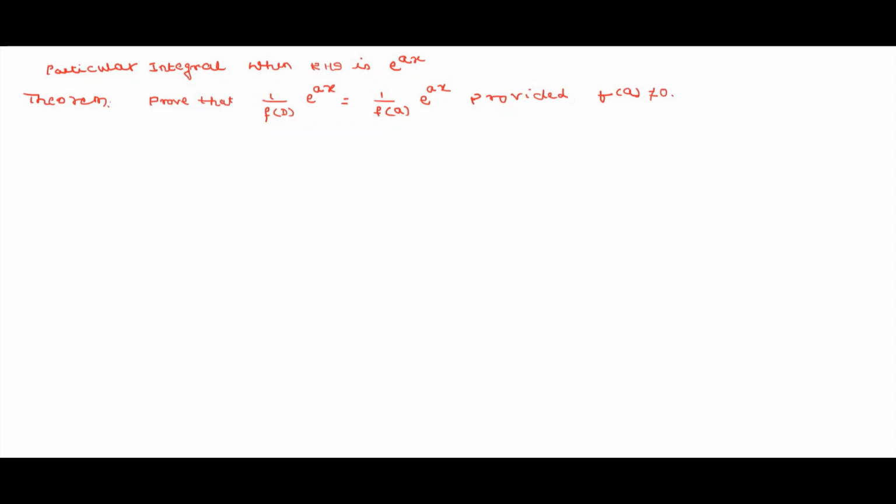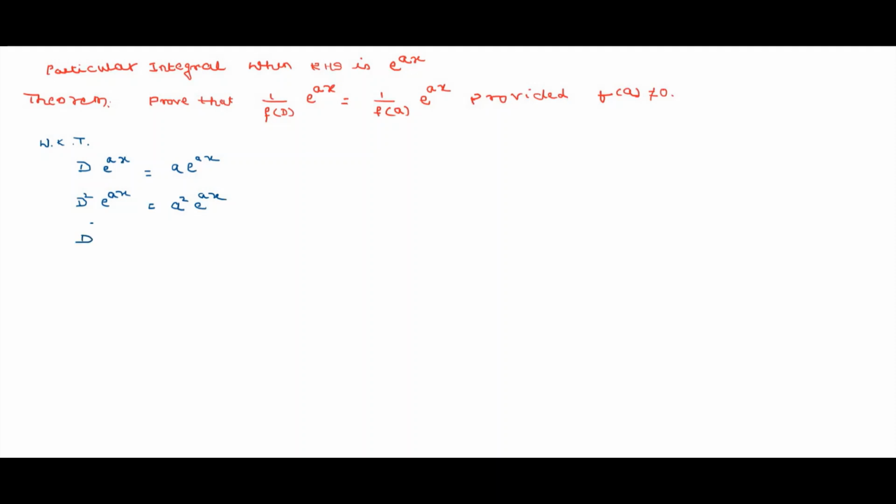So first, to prove this, we know that. What is differentiation of e raised to ax? D of e raised to ax means differentiation of e raised to ax is e raised to ax and differentiation of ax is equal to a. So differentiation of e raised to ax is equal to a into e raised to ax. What is second differentiation of e raised to ax? Second differentiation of e raised to ax is equal to a square into e raised to ax.